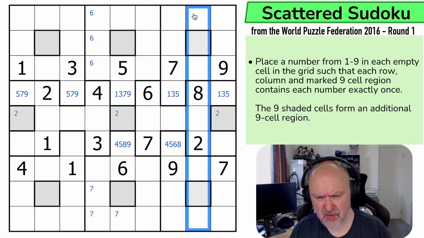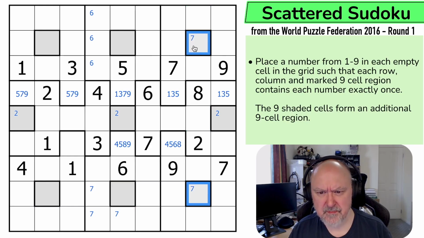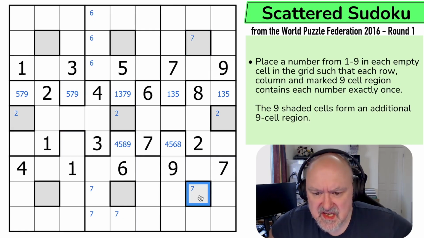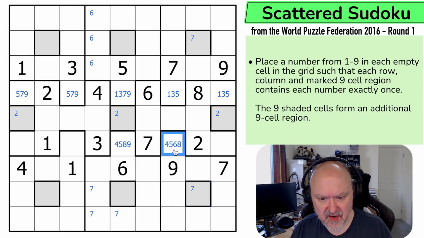Where's 7 in this column? Yeah, 7 is in one of those 2, because I can't put 7 in any of those. If 7 is here, 7 is in one of those 2. If 7 is here, this can't be a 7. That's nuts. If this is a 7, I'd have to put 7 in one of those 3, but I can't because of that. This is not a 7, that's a 7.